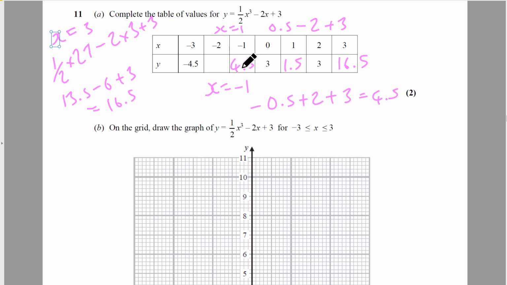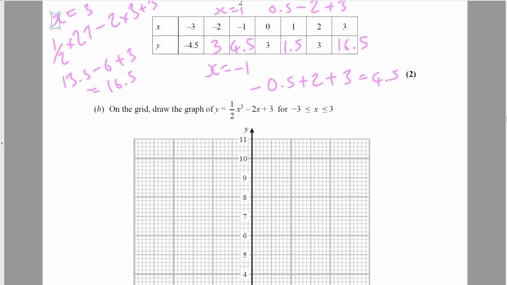And if you're good, you can do this mentally. That's going to be 3. Minus 2 cubed is going to be minus 8. Half of minus 8 is minus 4. Minus 4 plus 4, minus 2 times minus 2, plus 3 is 3. And then you just plot those points.